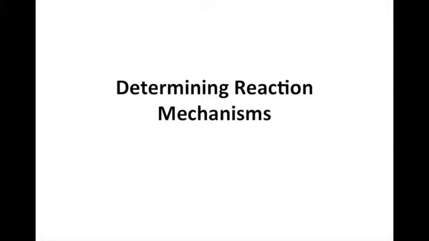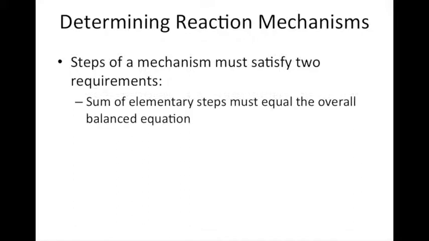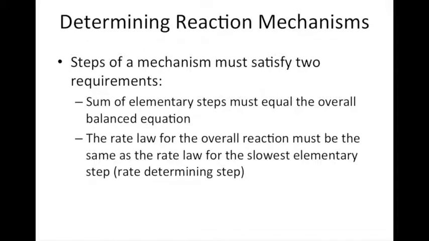In this video, we're going to look at how to determine a reaction mechanism. The steps of a reaction mechanism, the elementary steps, must satisfy two requirements. First, the sum of the elementary steps must add up to the overall balanced chemical equation. And second, the rate law for the overall reaction must be the same as the rate law for the slowest elementary step, also called the rate determining step. So be sure you make a note of these two requirements and you understand what we're saying here.